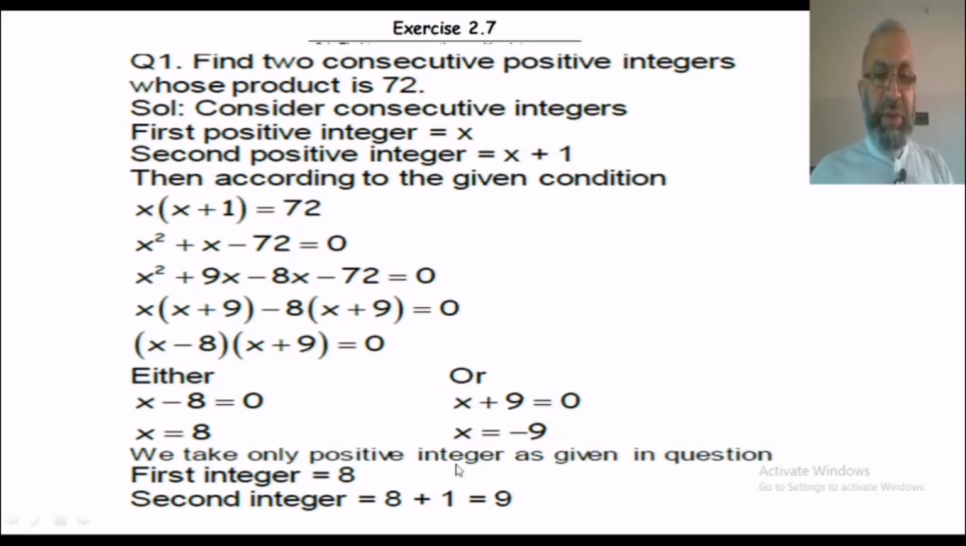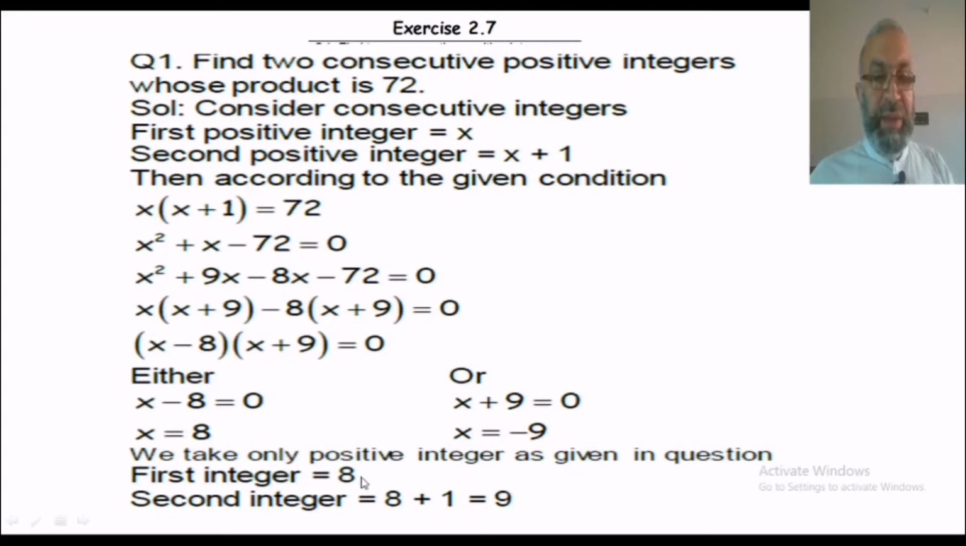So we take only the positive integer, as is given in the question: find two consecutive positive integers. If only integers are given, this means we will take both integers, positive and negative. Now we take only the positive number, ignoring the other one, x is equal to minus 9.